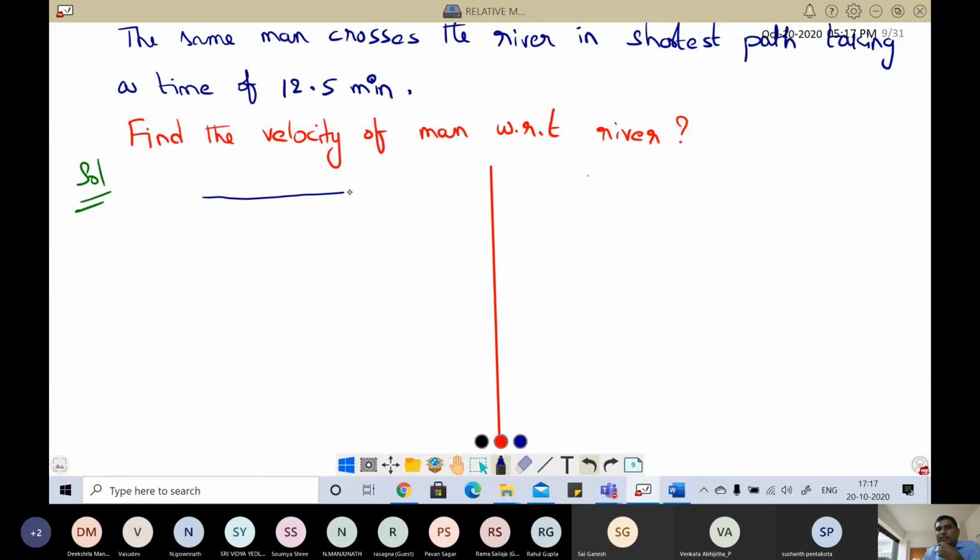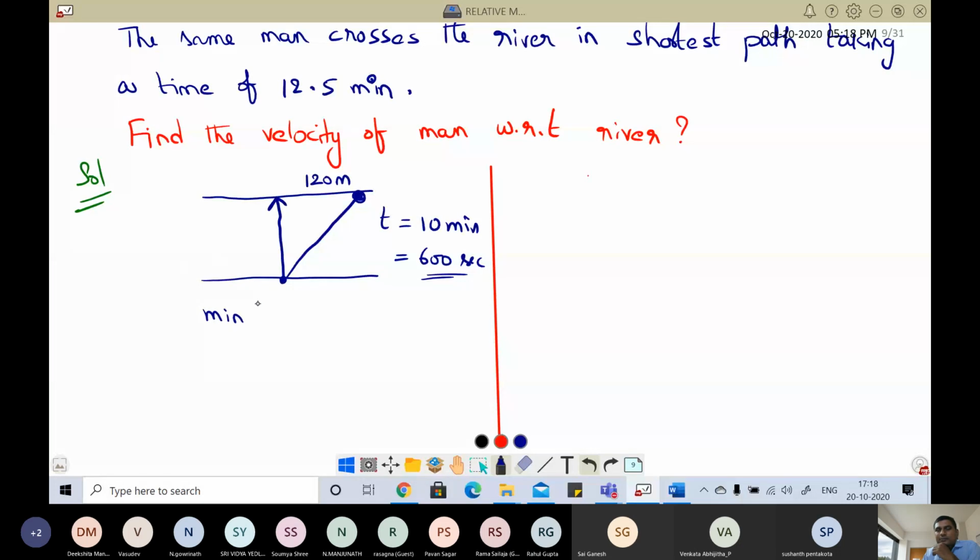Minimum time means he will cross perpendicularly like this, but he will reach somewhere else here. This drift is given as 120 meters, and the time taken to go from here to here is given as 10 minutes. 1 minute equals 60 seconds, so that means 600 seconds. Let us keep it in terms of meters and seconds. So this is a minimum time case.